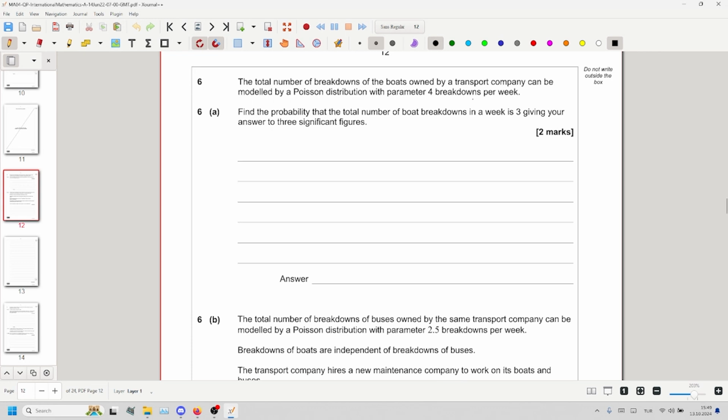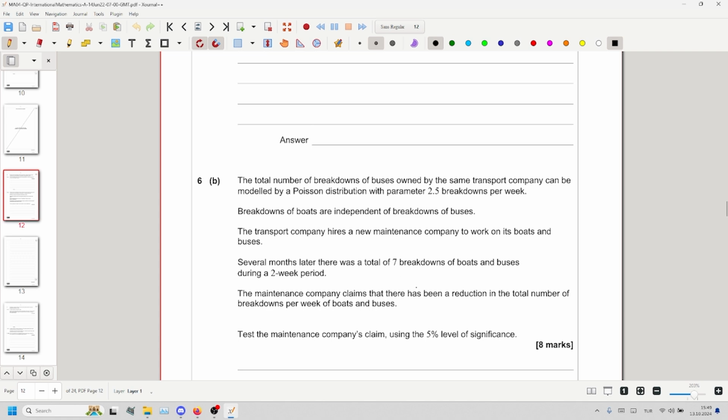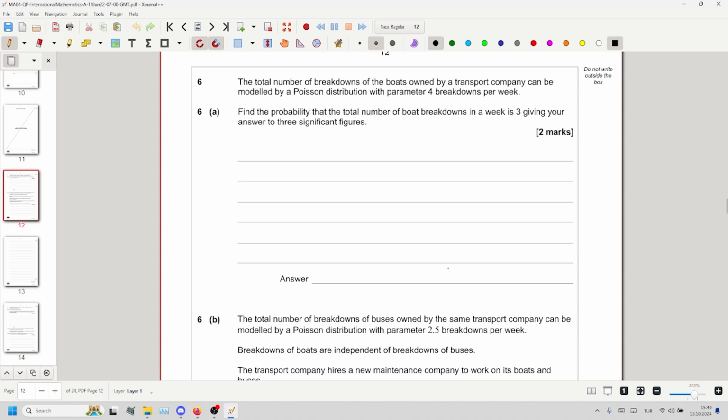All right, now let us continue with this question. This seems to be a Poisson hypothesis testing question, so let's do that. Now, the total number of breakdowns of boats by a transport company is modeled by a Poisson distribution with parameter of 4 breakdowns per week. Let's call that variable x. It's distributed Poisson 4. And it asks us to find the probability that the total number of boat breakdowns in a week is 3, so that's the probability that x is equal to 3.